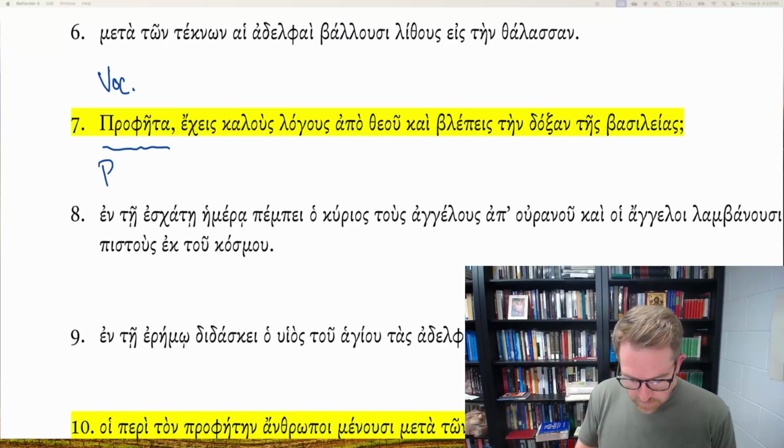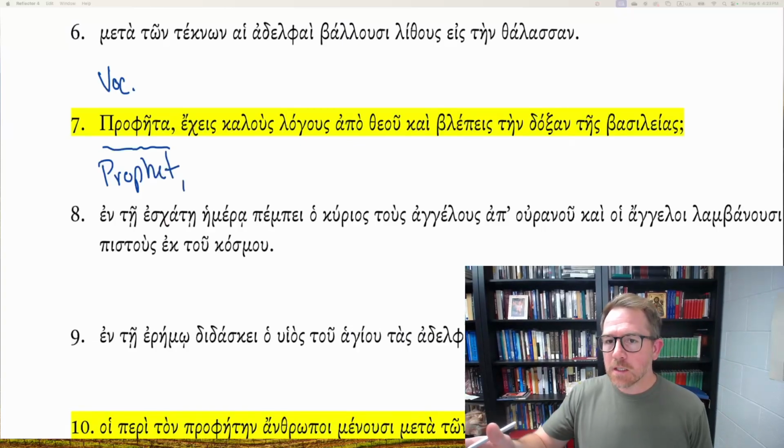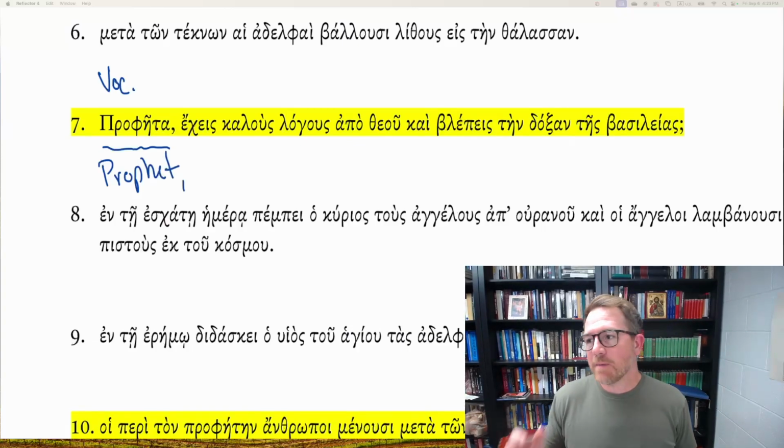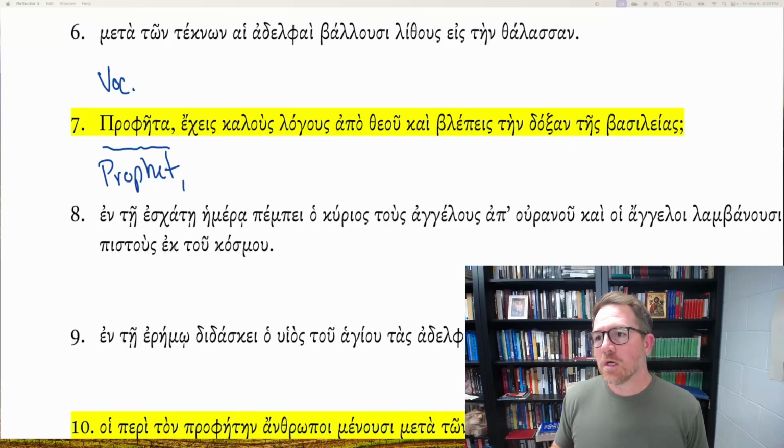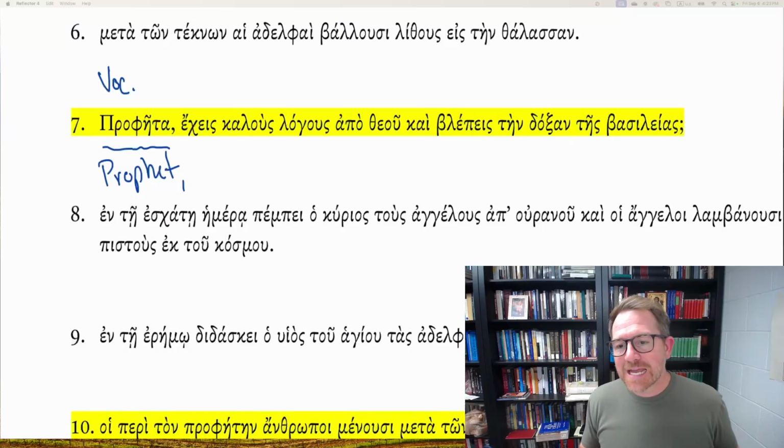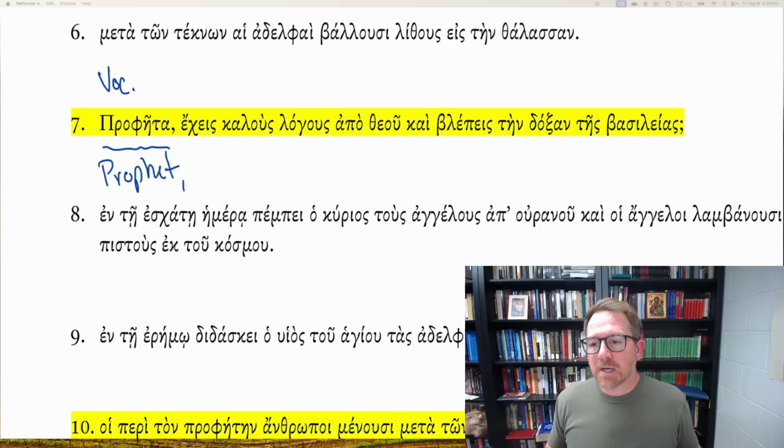Prophet, so it's like when I tell my son, take out the garbage. I'm addressing my son, right? Or student, have you done your homework? I'm speaking to the student. So it's a direct address. That's the vocative. So prophet, ekes kalus lagus apa theu kai blepes, tein doxon tes basileas.